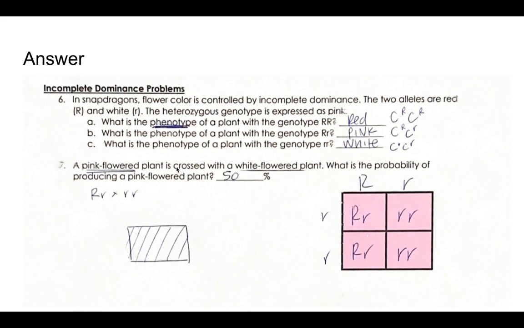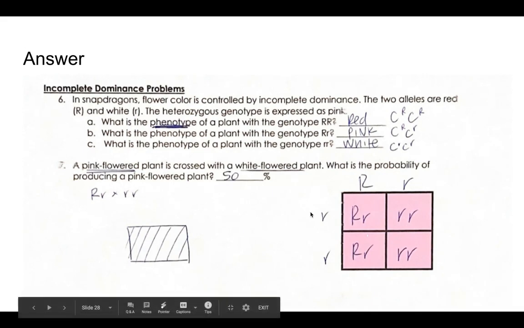Okay, so check yourself down here, number 7. A pink flowering plant crossed with a white flowering plant. Here's your cross. 50% of their offspring could also be pink.